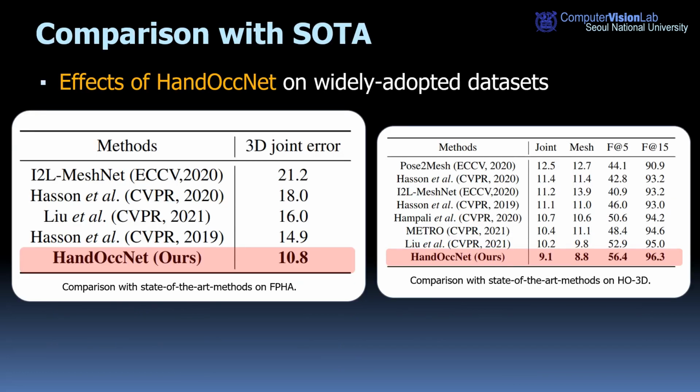In the tables, we compare our HandOccNet with state-of-the-art methods on the widely adopted datasets, HO3D and FreiHAND. For all metrics, ours performs favorably against the previous works, indicating a better reconstruction quality. Specifically, our proposed method improved the accuracy by 28 and 10%, which is a significant improvement in this literature.